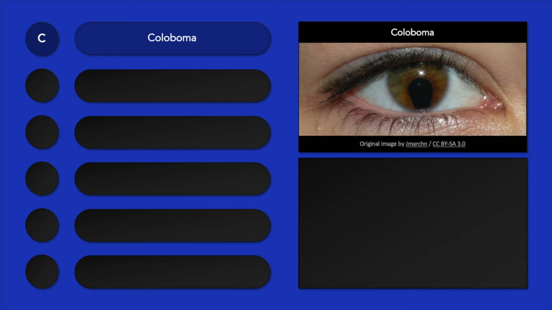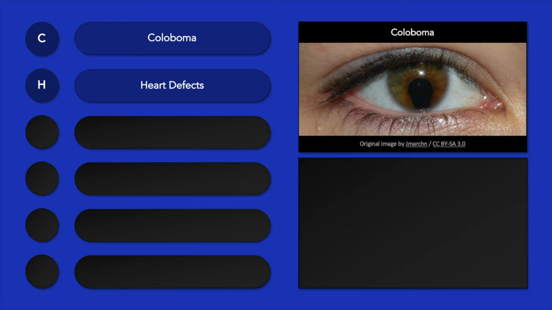CHARGE syndrome can affect many areas of the body, and the clinical features that occur vary greatly between affected children. C stands for coloboma, in which normal tissue and structures that form the eye are absent at birth, resulting in a gap. C could also stand for cranial nerve defects, which are also common in CHARGE syndrome. H stands for heart defects, such as tetralogy of Fallot.